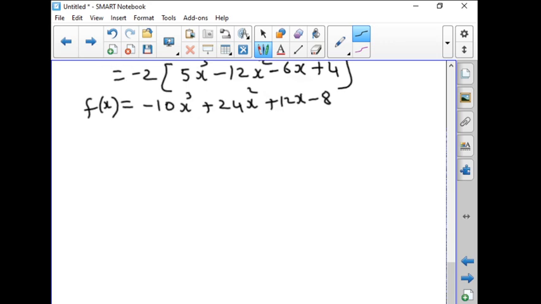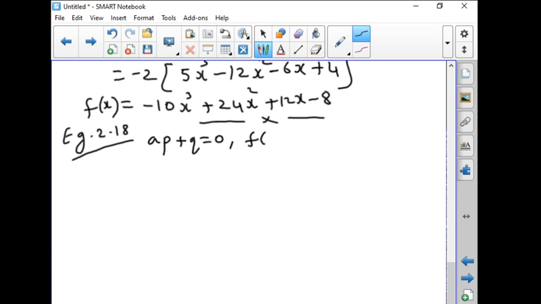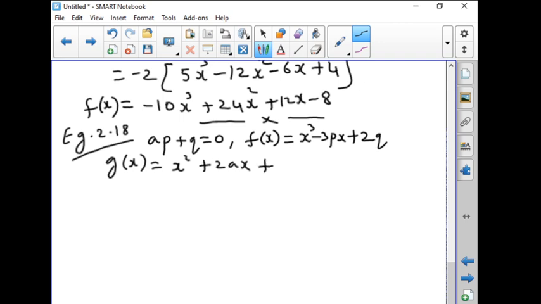Okay, now we will go to example 2.18. So 2.18, prove that ap plus q is equal to 0 if f of x is equal to x cube minus 3px plus 2q is divisible by g of x is equal to x square plus 2ax plus a square.